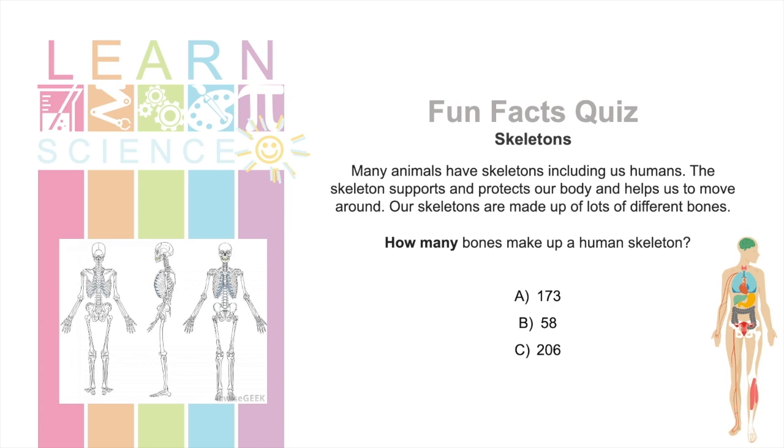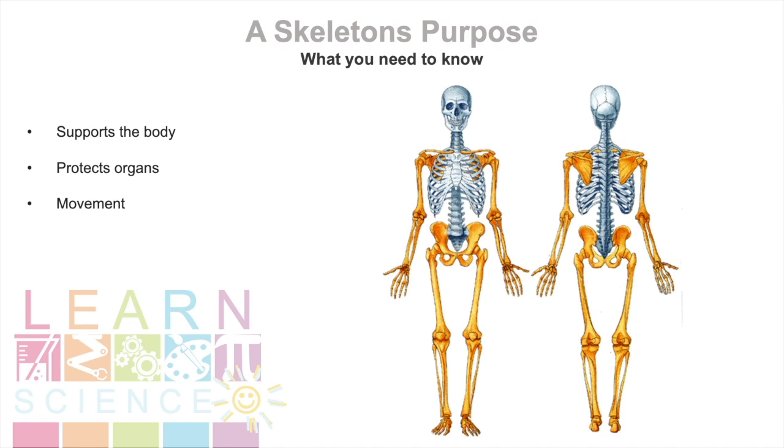3, 2, 1. That's right, the answer is C. Human skeletons are made up from a whopping 206 bones. That's pretty amazing. Our skeletons are a very important part of the human body, and it has many important functions. For example, the skeleton helps to support the body, protect internal organs, and it also helps us move around.